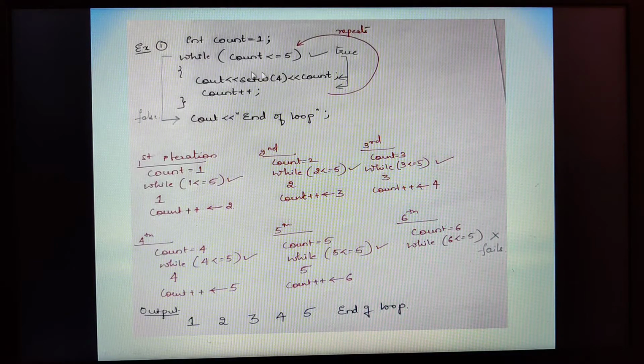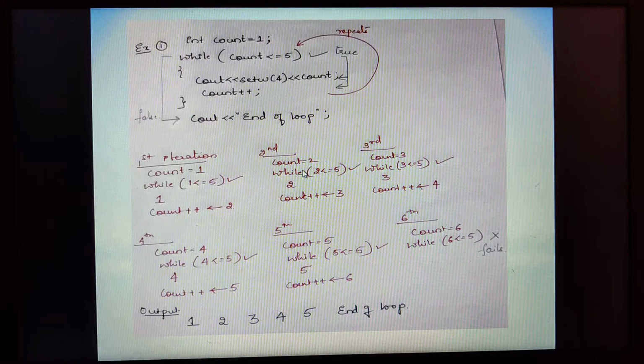and at the sixth iteration the count value had become 6, because here we are incrementing the count value. This is a printing statement. As the count value was incremented to 6, the condition 6 is less than or equal to 5 fails. Once the condition fails, instead of repeating, the control automatically jumps to the next statement. Therefore we can see in the output the end of the loop. So this is how we got the output.